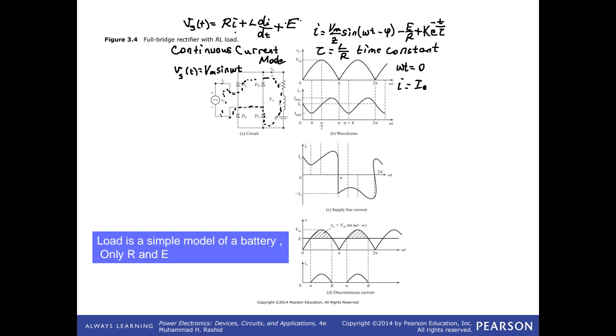By the way, what is Z equal to? And what is phi equal to? Do you know those? That is the Z, the square root of resistance square plus omega L square. And phi here is arctangent of omega L over R.